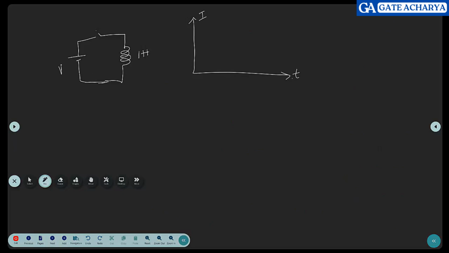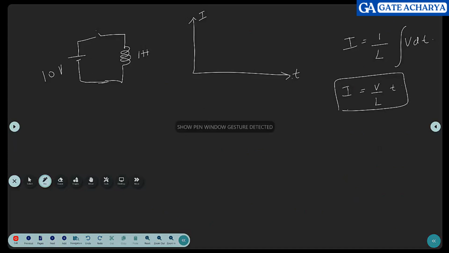What is the current equation? 1 by L integral of V dt. So if it's a constant voltage, the voltage will come out, then you will end up getting V by L into t. So let us say this is 10 volts, 1 Henry. So this will be 10 times t. What will be the current through the inductor?